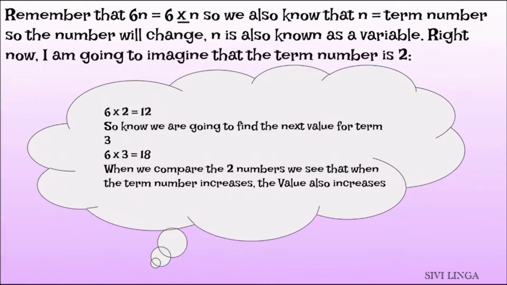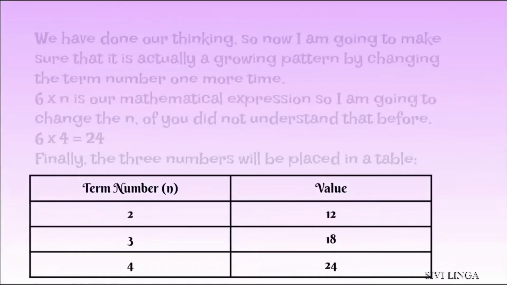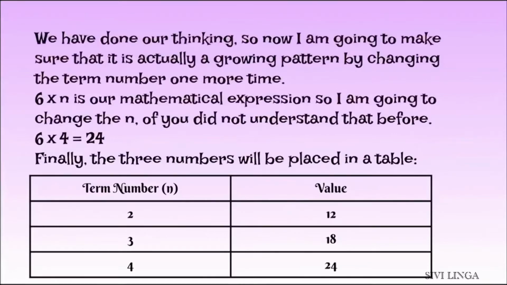So now we are going to find the next value for term 3. 6 times 3 equals 18. When we compare the two numbers, we see that when the term number increases, the value also increases. We have done our thinking. So now I'm going to make sure that it is actually a growing pattern by changing the term number one more time.